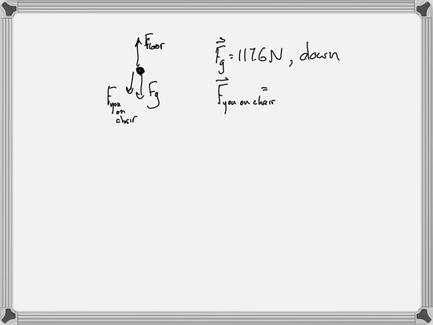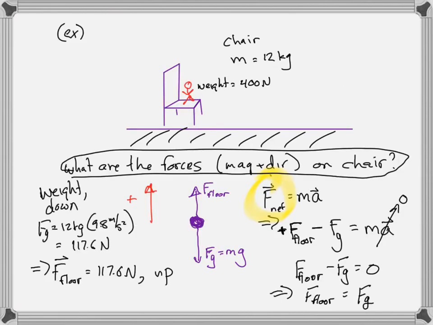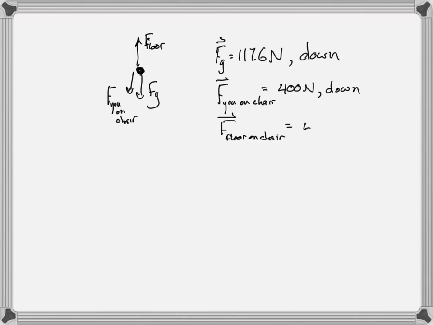How do I know that? It's a Newton's third law argument, which we'll come to later, but I think it's reasonably clear that you're pushing down on it with a force equal to your weight, 400 newtons down. And what is the normal force? The floor on chair, which is the normal force due to the floor. Is it still 117.6 newtons? It was 117.6 newtons here. No, it's bigger, right? It's now 517.6 newtons up. Because now the normal force is holding up both you and the chair.